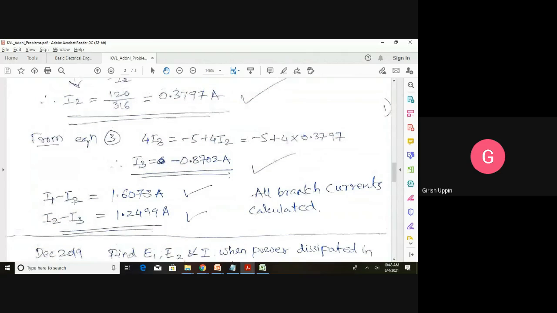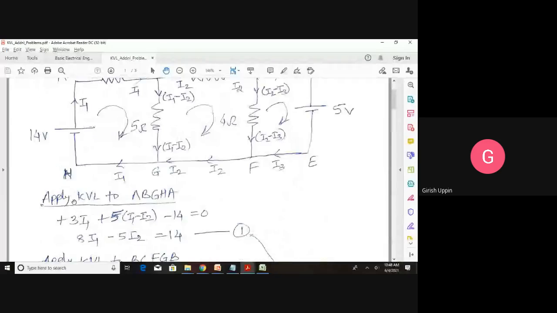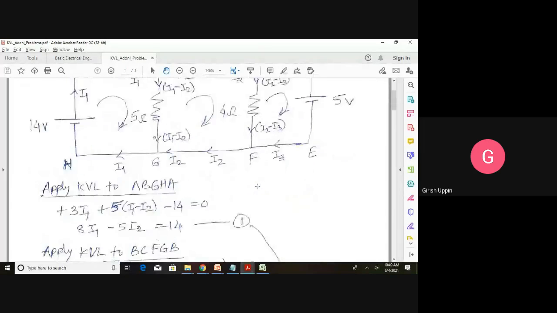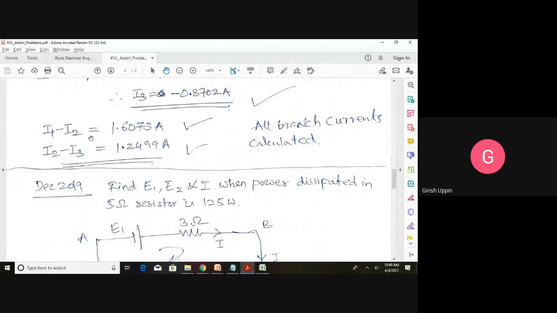There are total 5 branch currents. You have to make sure that in the exam, when they ask for branch currents, you have to find all the branch currents. So this is the branch, this is the branch, this is the branch, this is one more branch, this is one more branch. Total 5 branches are there. You calculated I1, I2 and I3. Don't stop there. You have to find the branch current for this and the branch current for this. Branch current for this is I1 minus I2. Branch current for this is I2 minus I3. So already you have all the values calculated. I1 minus I2 is equal to 1.6073 amperes. I2 minus I3 is 1.2499 amperes. So that is how we found out all the branch currents.